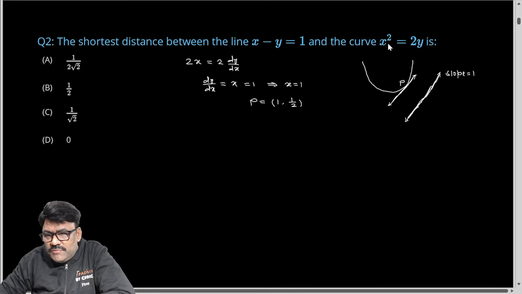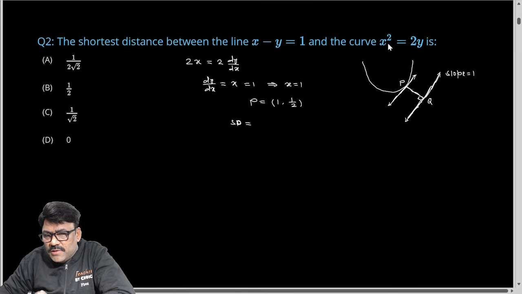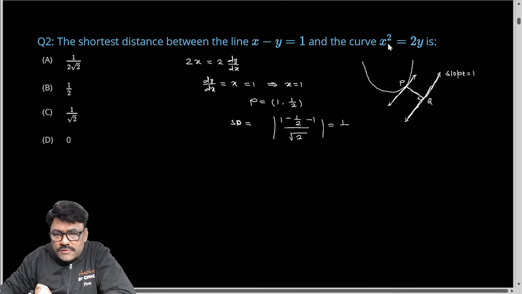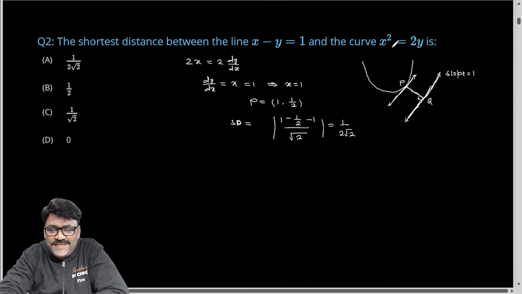Now the shortest distance between the line and the curve is basically the length of the perpendicular from the point P to the given line. This PQ is the shortest distance, length of perpendicular from P to the curve. So what will be the shortest distance? Shortest distance, SD, is the length of the perpendicular from 1 comma half to this line. So that will be modulus of 1 minus half minus 1 over under root a square plus b square, root 2. So it is 1 by 2 root 2 actually. Means option A is the correct option, right?